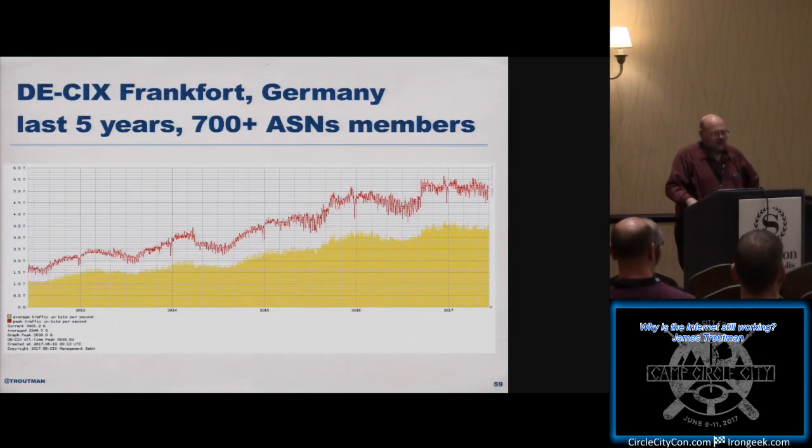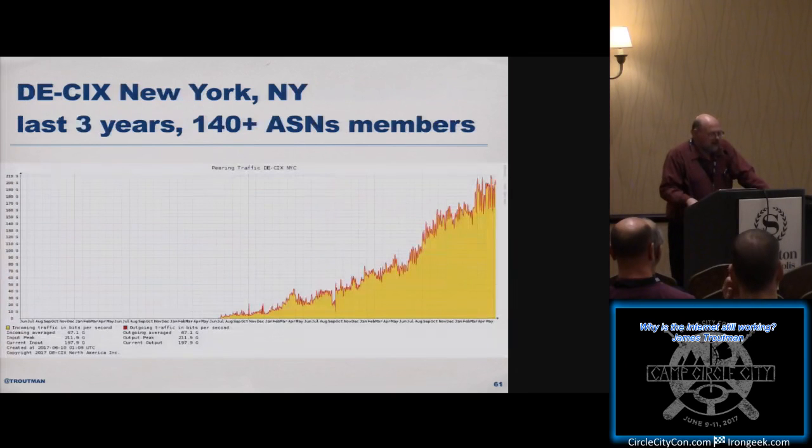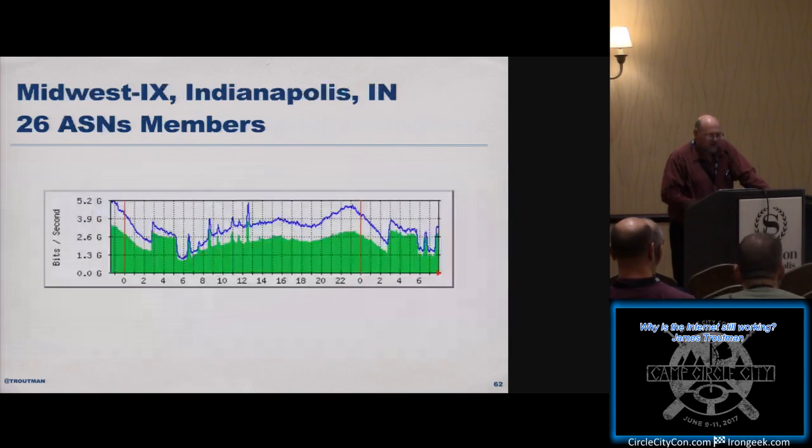Here's some graphs of DE-CIX Frankfurt, the German Internet Exchange. There's 700 ASNs there. They are routinely over 5 terabits every night. AMS-IX, Amsterdam, 800 members. Again, they're over 5 terabits every night. DE-CIX actually started a bunch of other internet exchanges around the world after their success in Germany. They started one here in New York just about 3 years ago. Again, graph, 45-degree angle up and to the right. It's an internet graph. I love it. And I've put people here at DE-CIX myself.